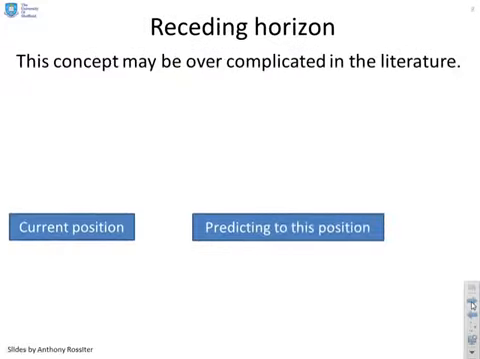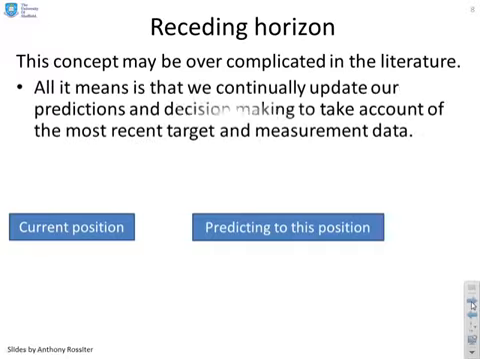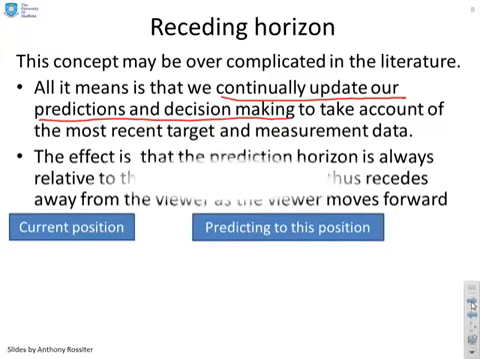Right, next concept then, receding horizon. Now again, this is a concept that is often overcomplicated in the literature. In fact, it's very simple indeed. All it means is that we continually update our predictions and decision making to take account of the most recent target and measurement data. You might say, well, that's pretty obvious. You continually update your decisions. Of course you do. Well, that's all that the receding horizon actually means.